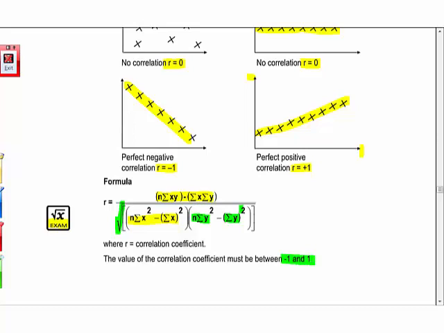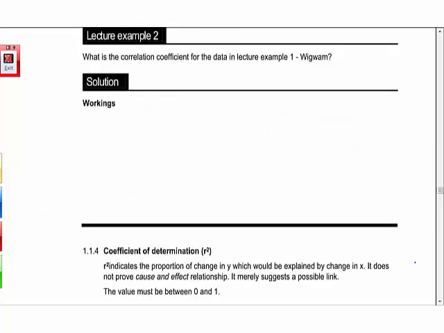And questions can arise where you might just be tested on knowing what the correlation coefficient means, as well as actually having to calculate it. So let's have a look at a calculation now. So in example 2 then, we need to work out the value of R, the correlation coefficient, for the data that we've just seen in example 1, wigwam.